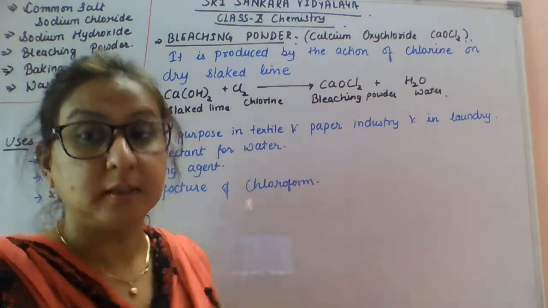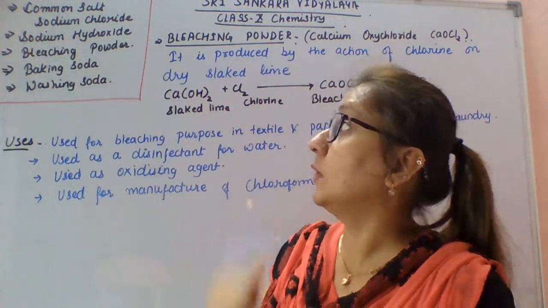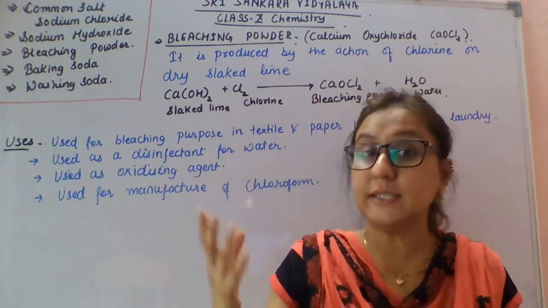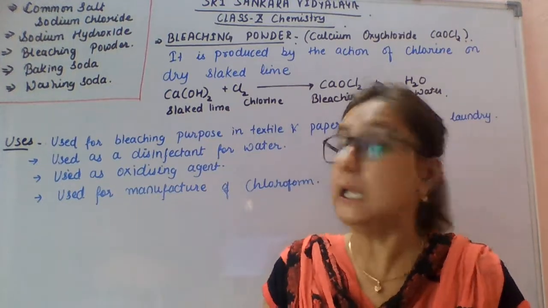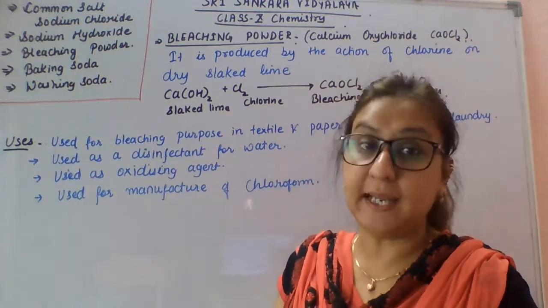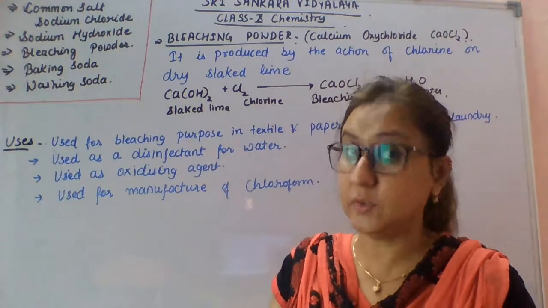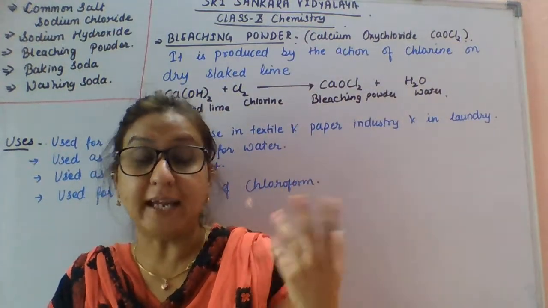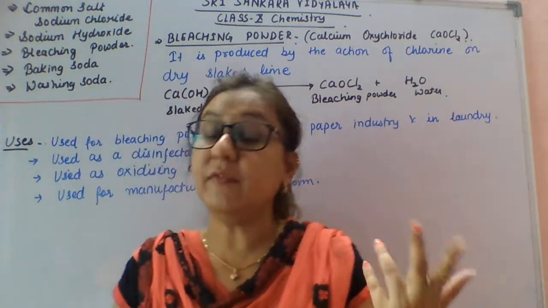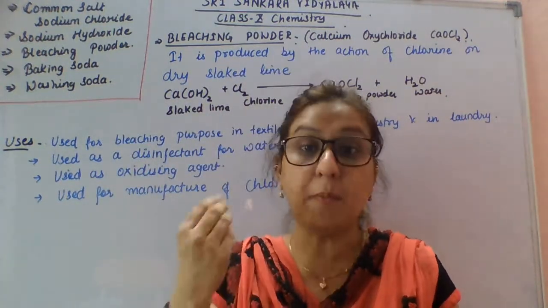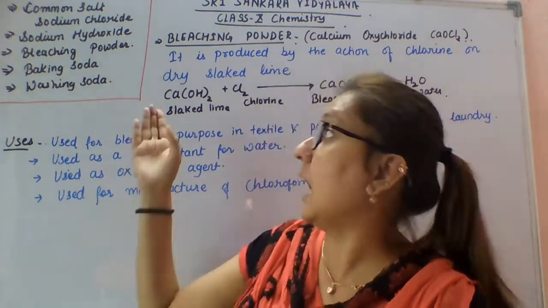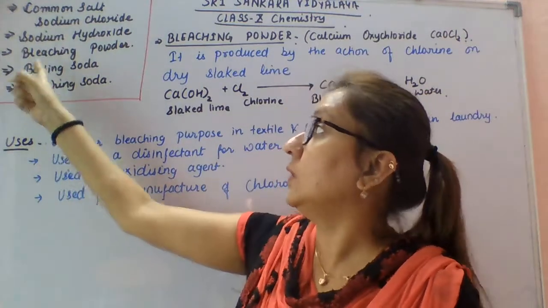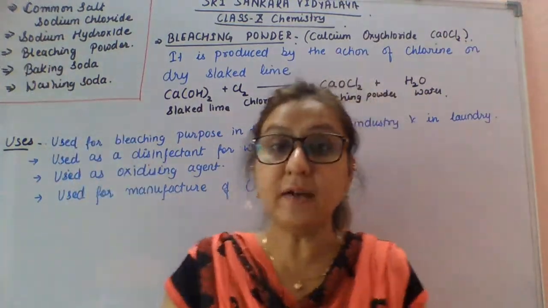Good morning, students. In the last class we read about common salt and saw how this common salt is used as a raw material for the production of sodium hydroxide, also called caustic soda. By the process of electrolysis, NaCl mixed with water forms a brine solution, which decomposes and forms sodium hydroxide. So today we will study bleaching powder, baking soda and washing soda.